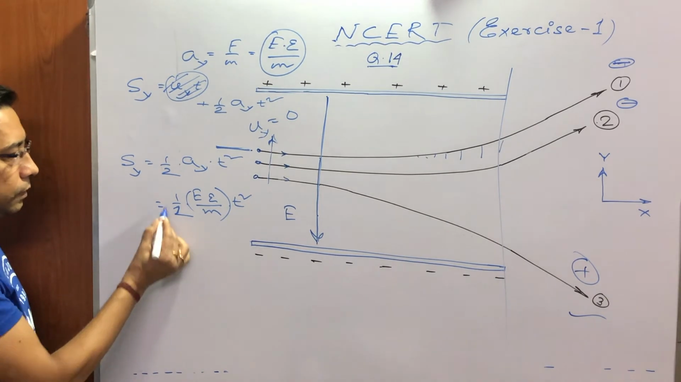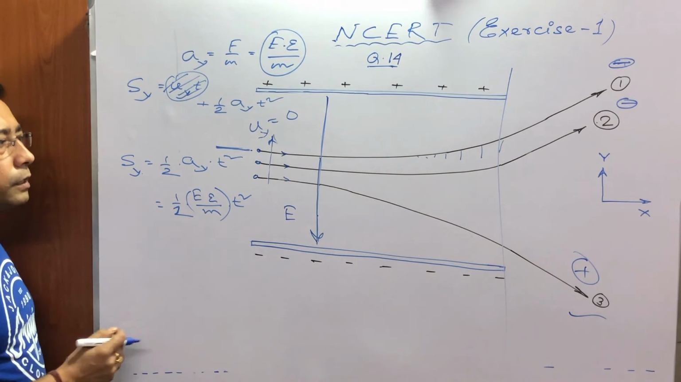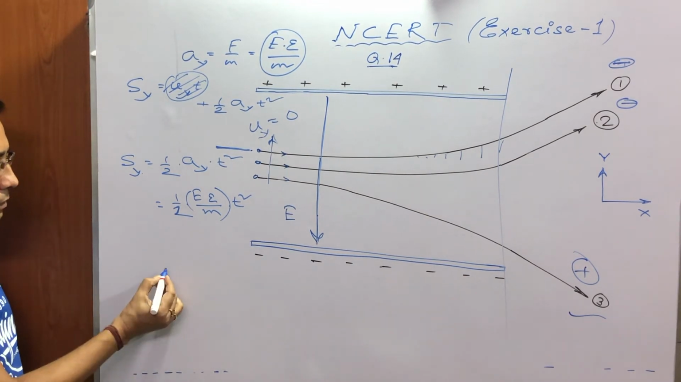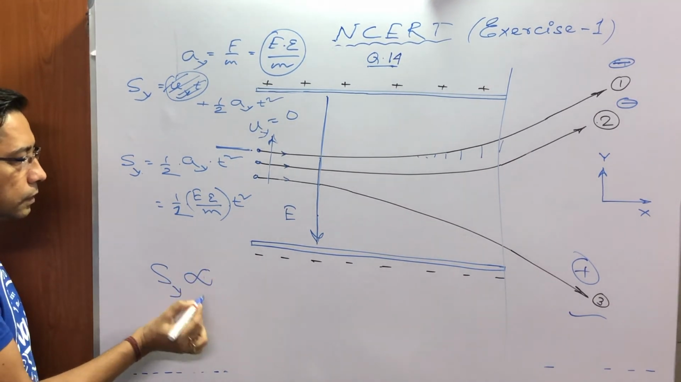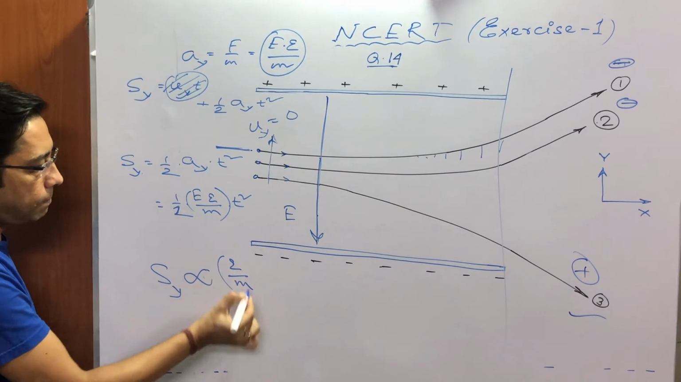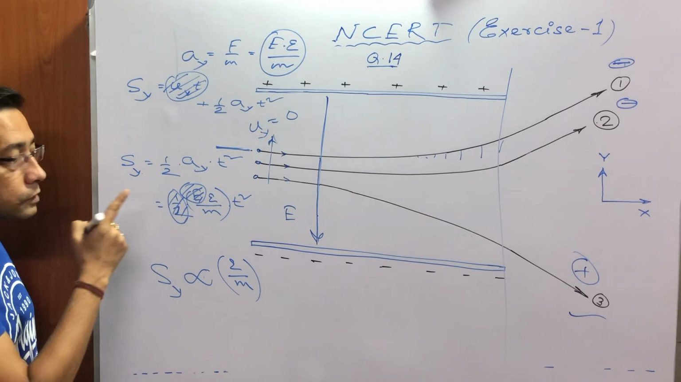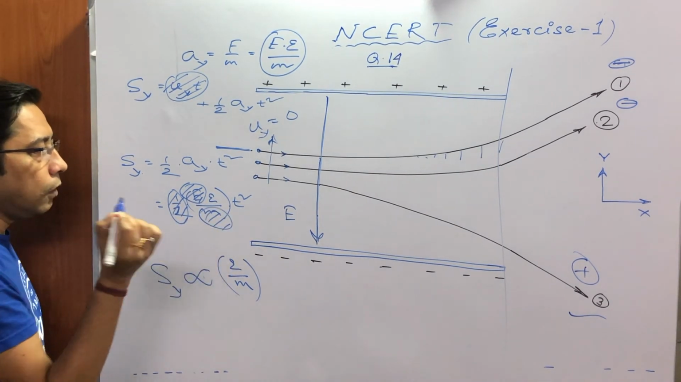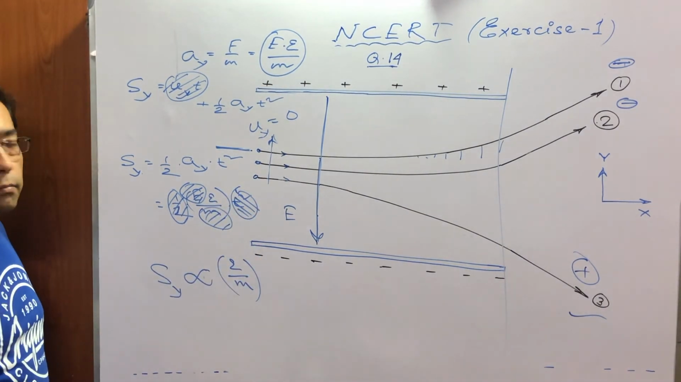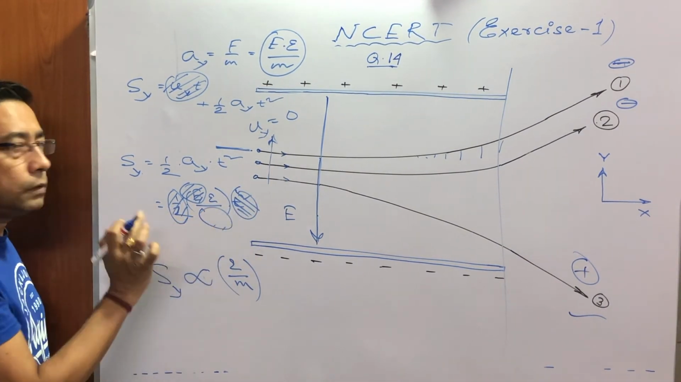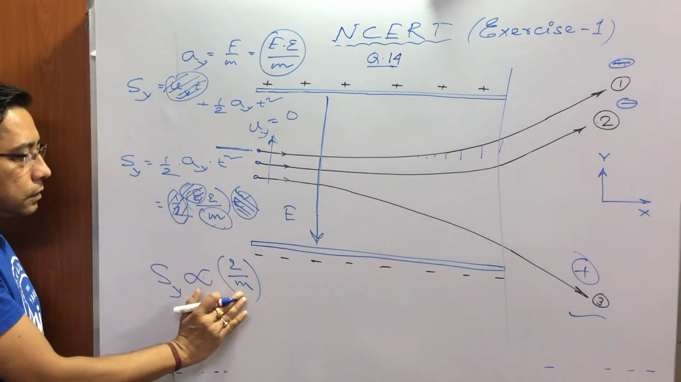So if S, that means displacement along y-axis, is this much, which particle will displace more or less can be given by this. S is proportional to Q by M. Why? Because half is a constant, electric field is uniform, that means constant, mass of all the three charged particles are same, that is constant, they have moved for same time. Sorry. Mass is not same. Mass is given as M. So we will keep mass as a variable.